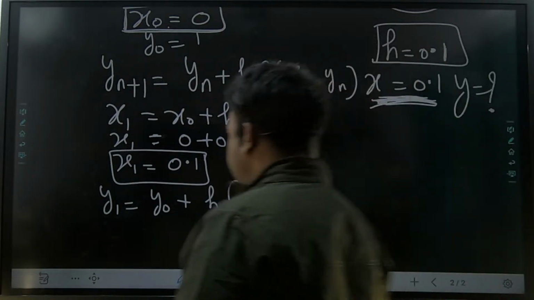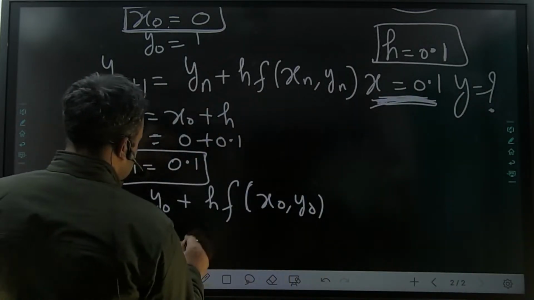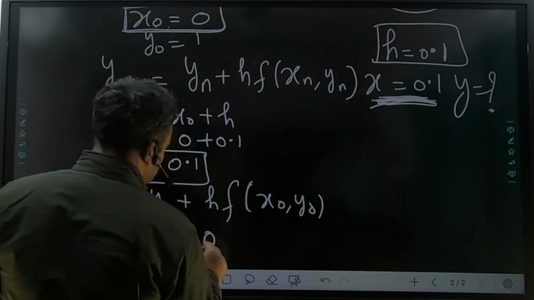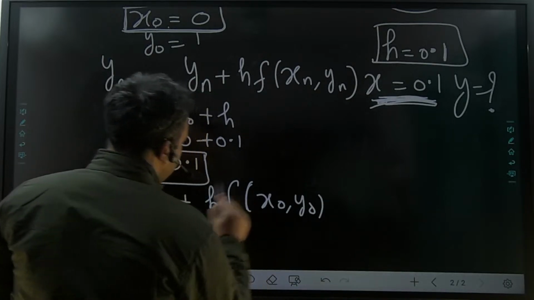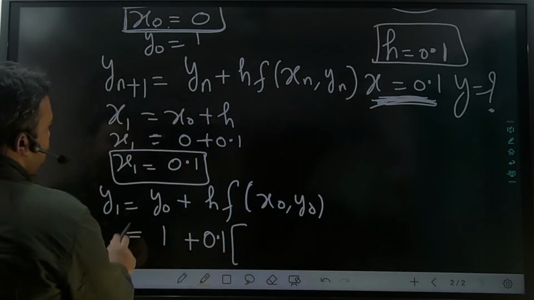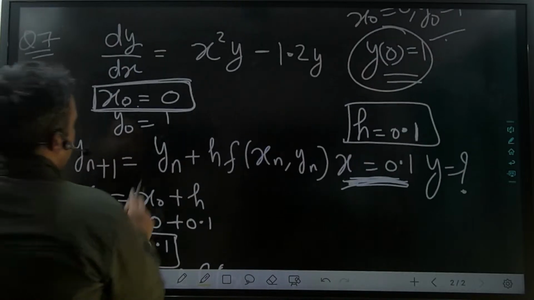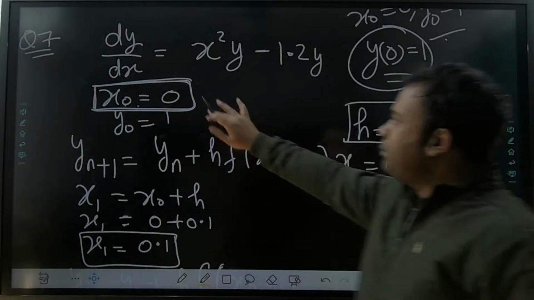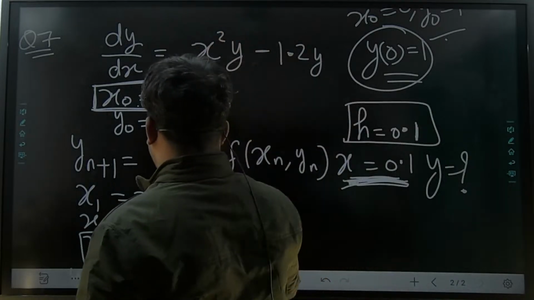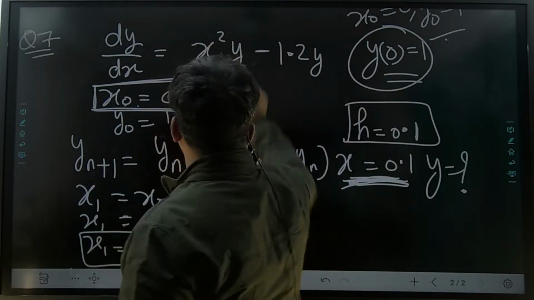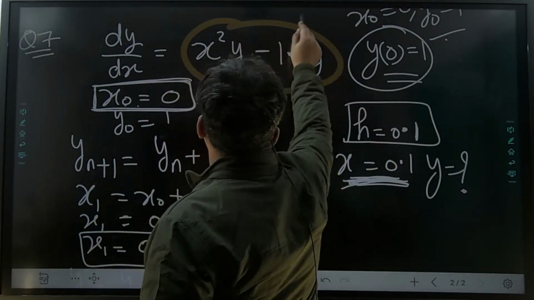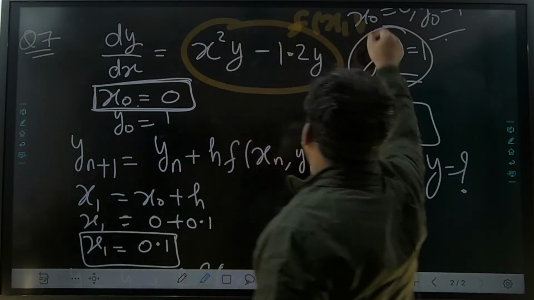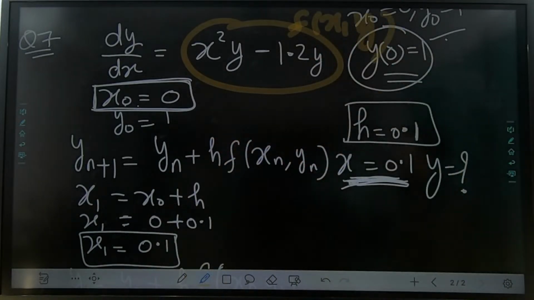Now y0 has been given as 1. Step size has been given as 0.1. Now the function value you have to calculate at x0, y0. So x0, y0 has been given to me. dy by dx is some function of x and y, and it has been given: x square y minus 1.2y.